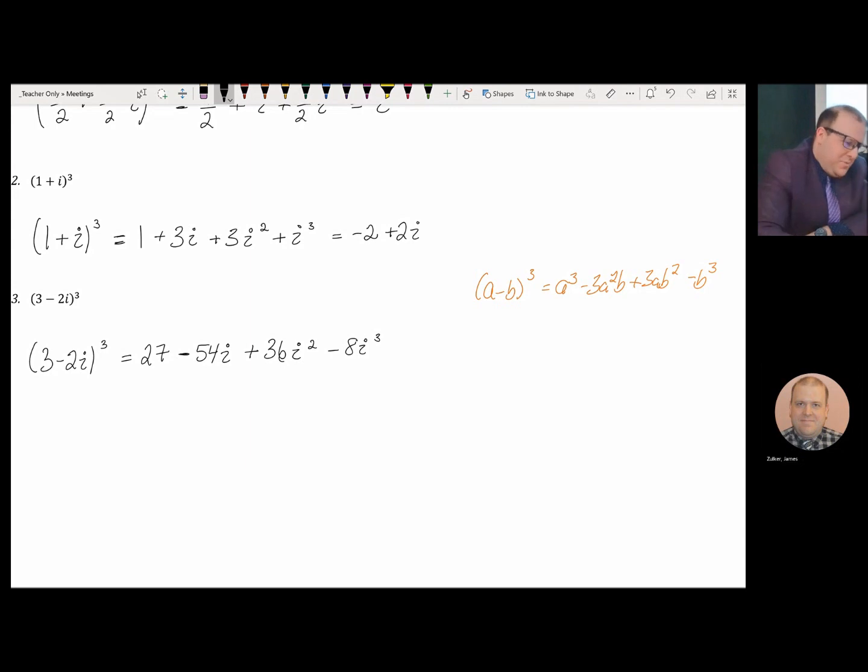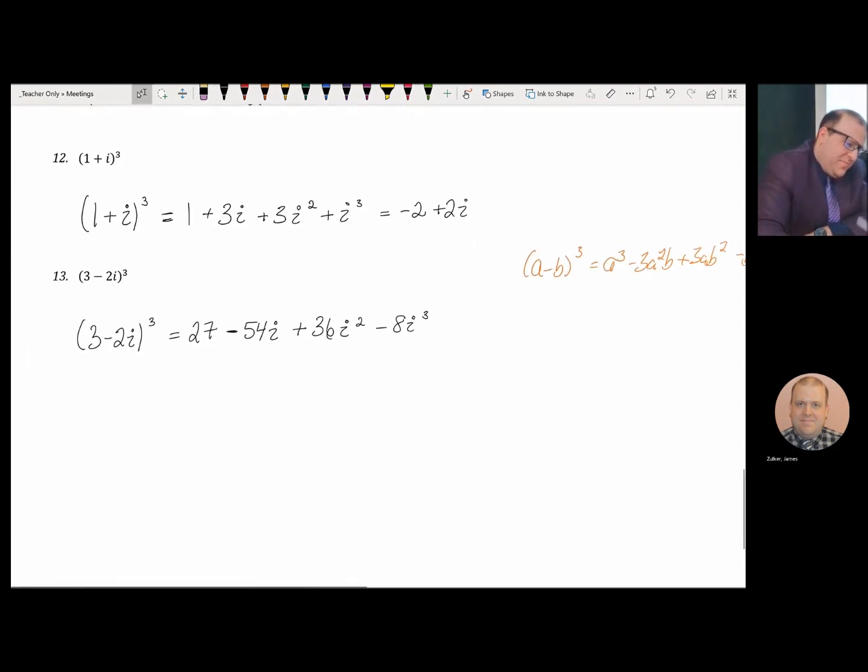Oh, I'm not done with this problem yet. We're going to wind up with 27 minus 36, which is -9. Then we have -54 plus 8 is -46.